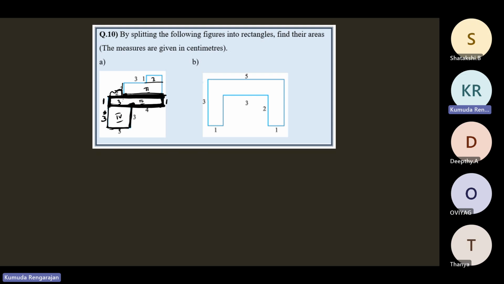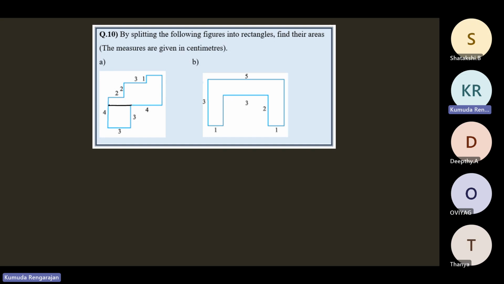Okay, so for rectangle 2, we need to find the length and breadth. Breadth is visible here, it is 2 centimeters. For the second rectangle, you can see here the breadth is 2 centimeters. The length will be, this full length is 7. So subtract 2 here. So this will be 5. It's like you cut off 2 centimeters.